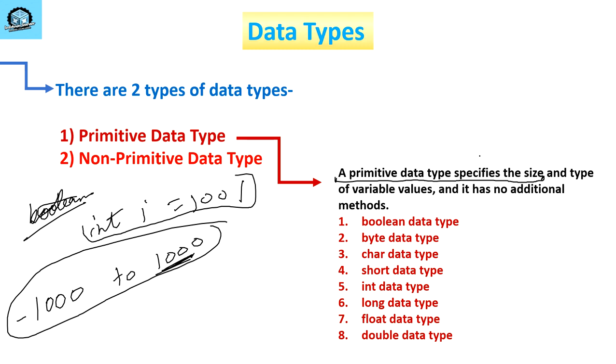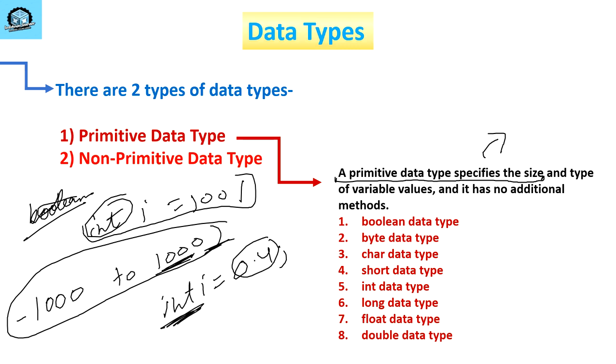So that's why it says it specifies the size. Okay, this line means specify the size and type of the variable values. Suppose we are having an int variable and I am defining a float, like i equals to 0.4, which is actually a float or a double type. So it is also specifying the type. It will also show an error, and it has no additional methods. It is having assigning values only.